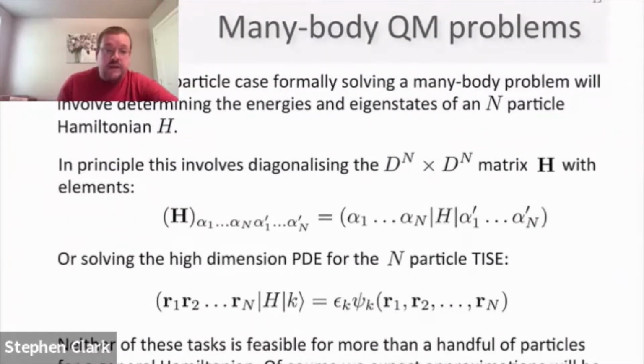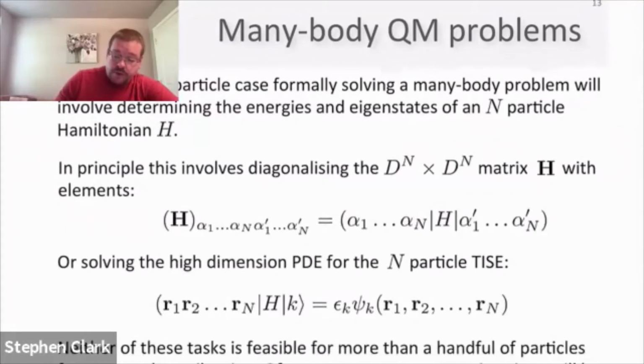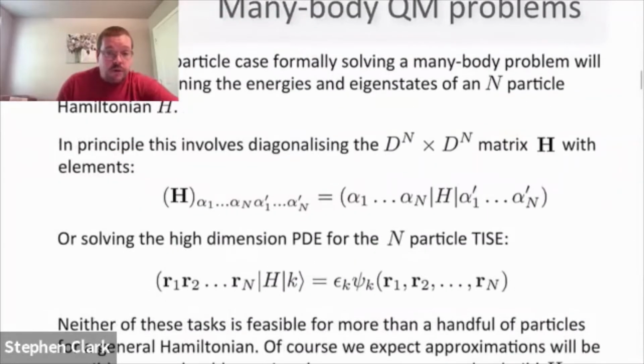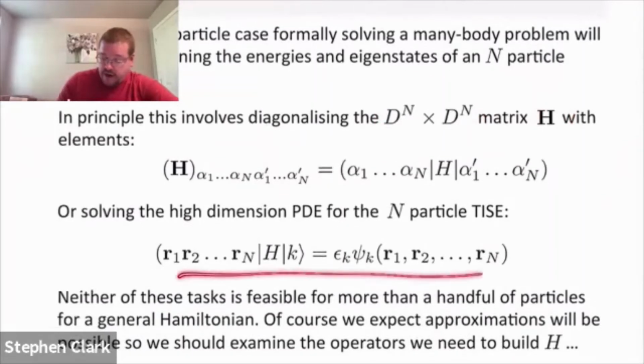So if we want to deal with many body quantum mechanics, then we should probably think a little bit about what a single particle problem looks like in a many body setting. So we've solved the single particle case. Let's see what it would involve to solve the many body case. Well, we'd have this D to the n by D to the n matrix, this enormous matrix H, or we'd have this very large dimension PDE, and we want to solve that to find its eigenstates, which is solving this equation here.